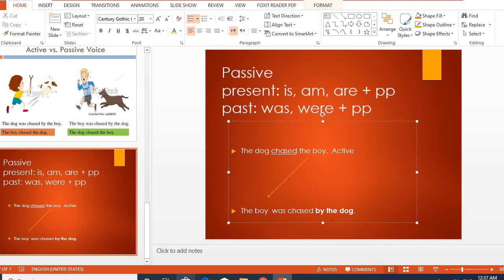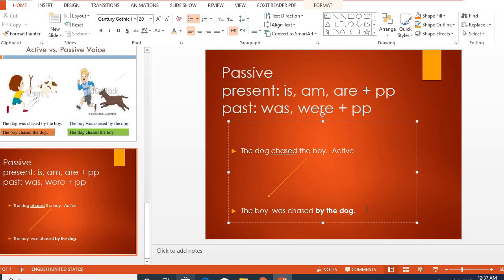My question is, is it a must to write this part? Is it necessary that I mention the subject at the end? Is it important to say by and then the subject? No, this is not a must. Why? Because if Ahmed made a mistake, and I don't want my dad to know this, I just say a mistake was done.